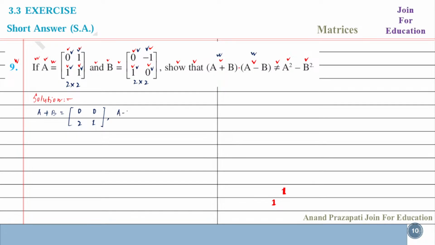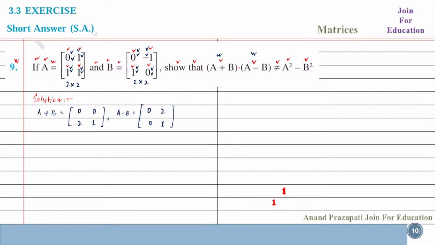A minus B equal to 0 minus 0 equal to 0 and 1 minus 1 equal to 2 and 1 minus 1 equal to 0 and 1 minus 0 equal to 1.